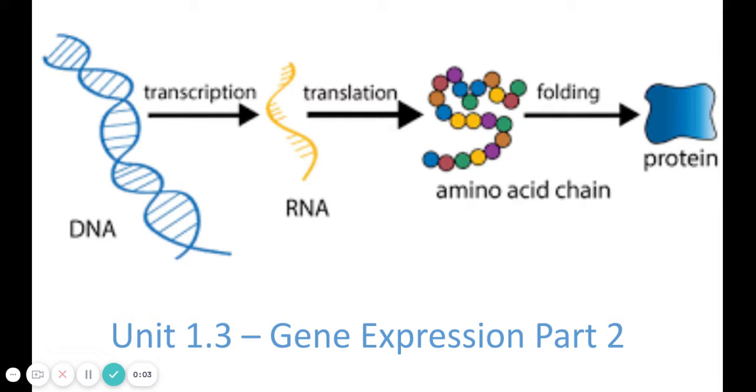Hi, this is Mr. Arthur, and this is part 2 of gene expression. In the previous lesson, we talked about how DNA is transcribed into RNA, and we talked about the 3 different types of RNA. This lesson is going to focus on how that RNA is then translated into, first of all, a chain of amino acids, and then how that becomes a functioning protein.